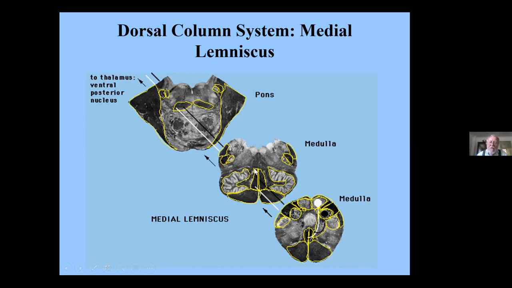And then all of a sudden, it changes its alignment as you get up into the pons, where it becomes horizontally aligned. Then as we ascend into the midbrain, the horizontally aligned medial lemniscus moves more laterally, and then it assumes a boomerang shape. And why? Because it's about to enter into the ventral posterolateral nucleus of the thalamus. So we can see the trajectory of the medial lemniscus as it goes.